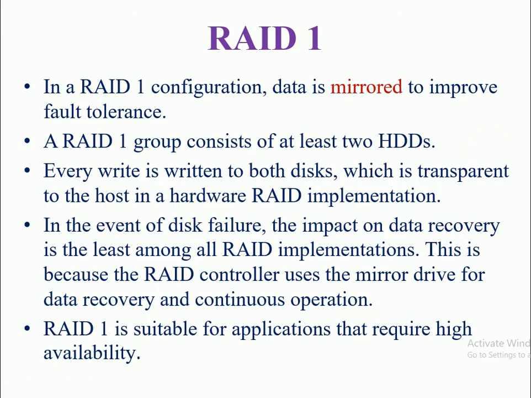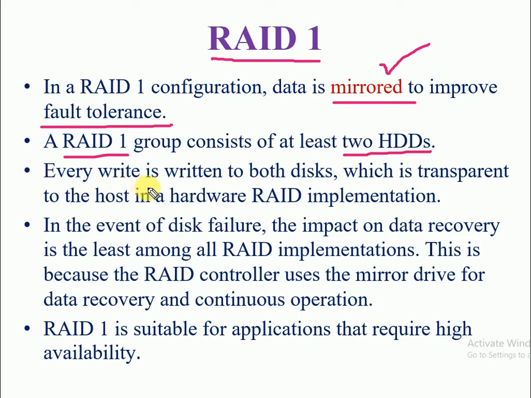Now we will move to the next level, that is RAID 1. RAID 1 is actually based on mirroring. So data is mirrored to improve fault tolerance. That means if some data is missing, we can access that data based on the mirroring concept. As we know, mirroring means the same data will be replicated on some other drive also. A RAID 1 group consists of at least 2 hard disk drives, so that we can repeat the element one more time.